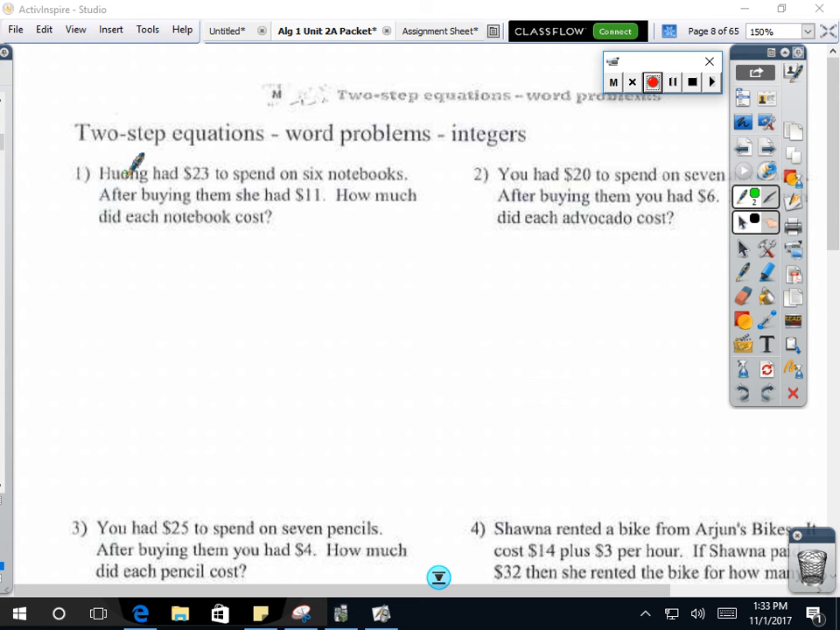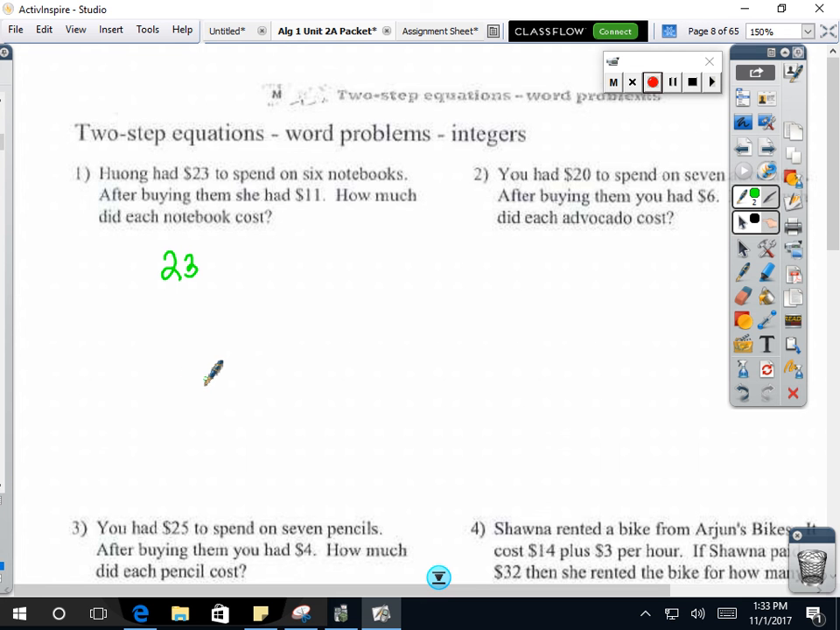Number 1, Wong had $23 to spend on 6 notebooks. After buying them, she had $11. How much did each notebook cost? Okay, the first thing we're going to do is set up an equation. How much money did she have to start with? Okay, so that's what we're going to start our equation with.